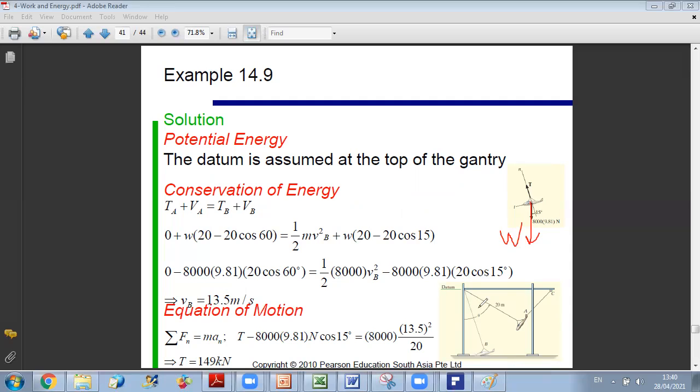So now, second step is to determine the terms of my conservation. I have kinetic energy at initial state plus potential energy at initial state equal to the final kinetic plus potential energy. At state A, the airplane is released from rest. So velocity at A is 0.